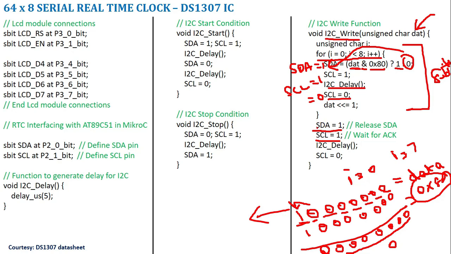So the transmitter will make the SDA to be 1 and SCL to be 1, and the receiver, once it receives the data, will change this SDA from 1 to 0, right? So this will be done by the receiver side. That indicates it's an acknowledgement. So we are waiting for an acknowledgement. Once the acknowledgement is received, that packet is complete. So that is how we write the data through your I2C module.